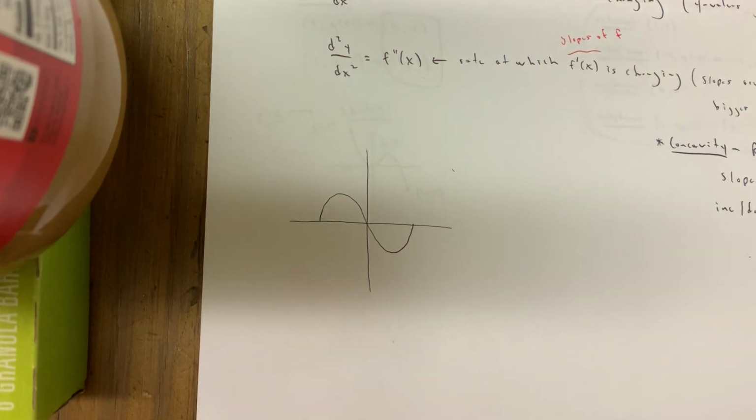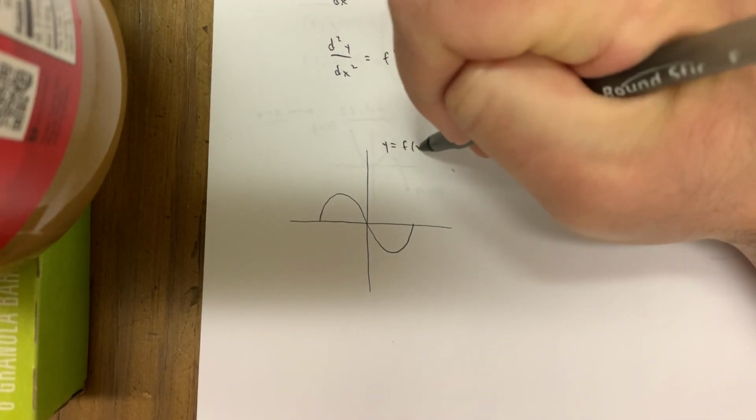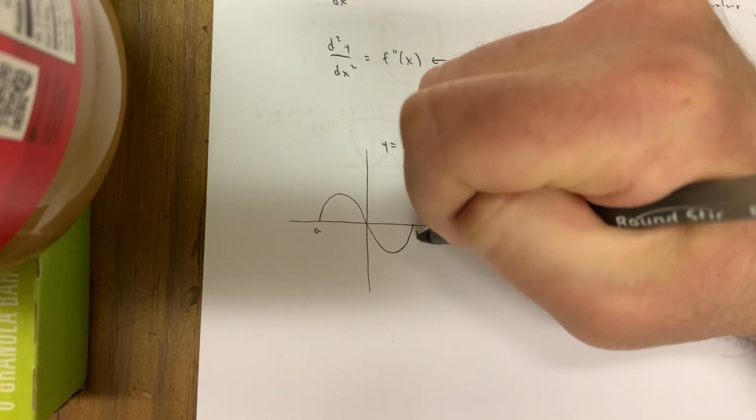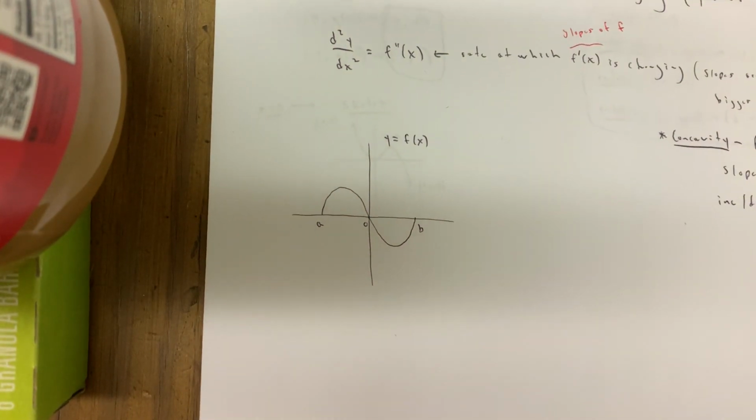Or it kind of looks like an inverse sine curve, but who knows what it is. I'll just say it's y equals f of x. So here's our original function being graphed. We'll say it starts at little a and ends at little b, so a closed domain. Obviously, this is 0 right there, the origin, where it all began.